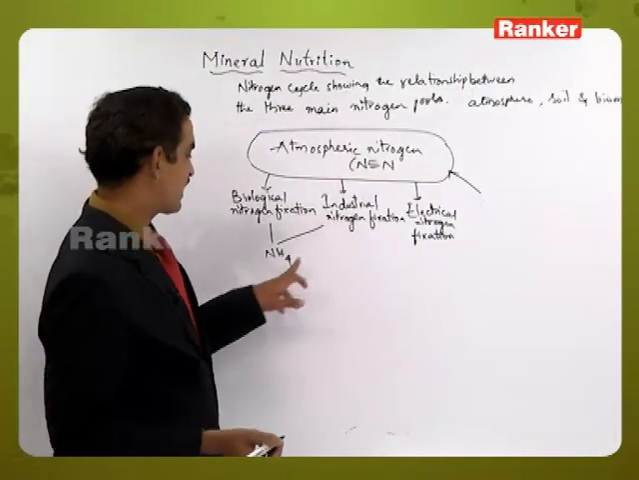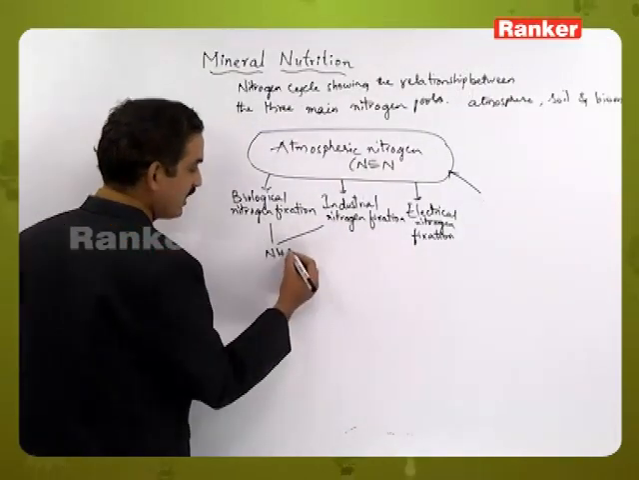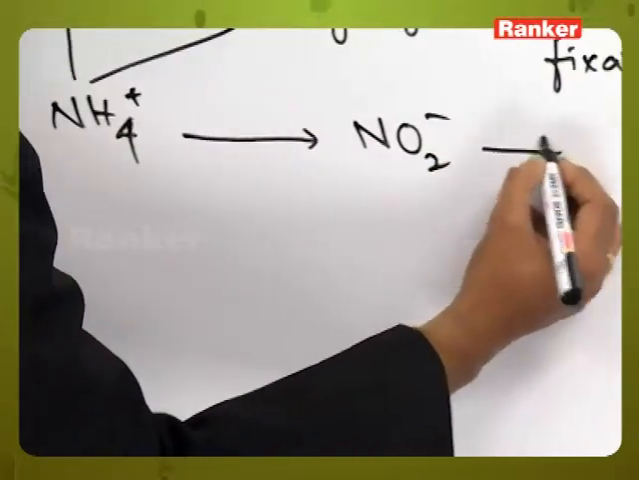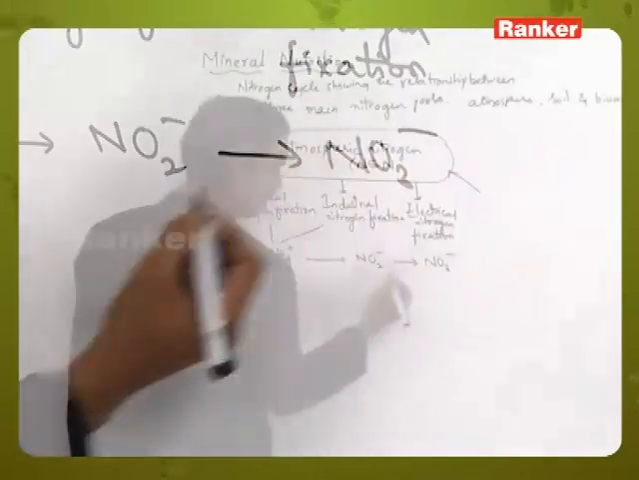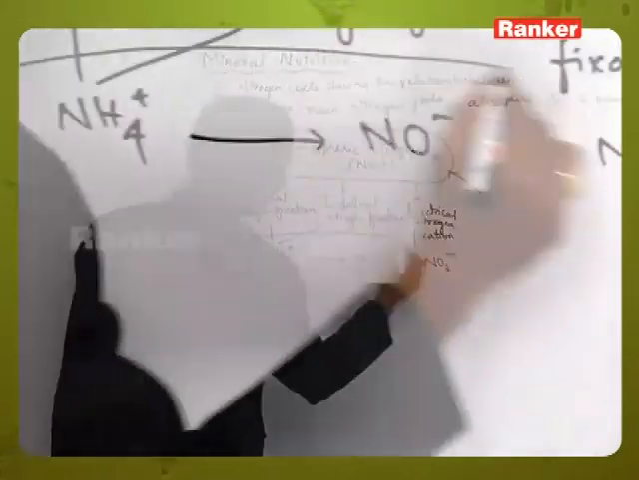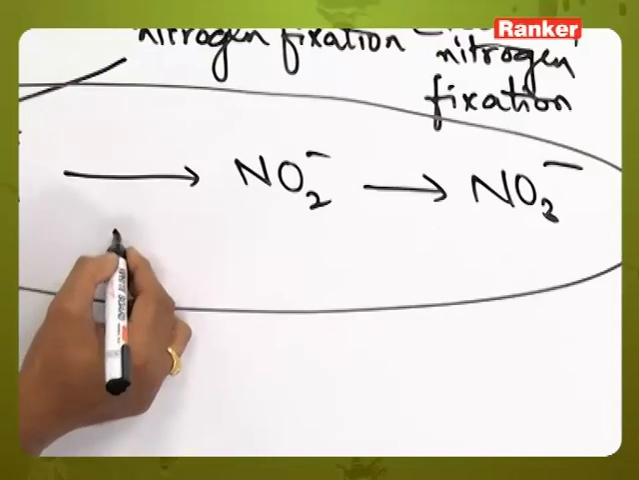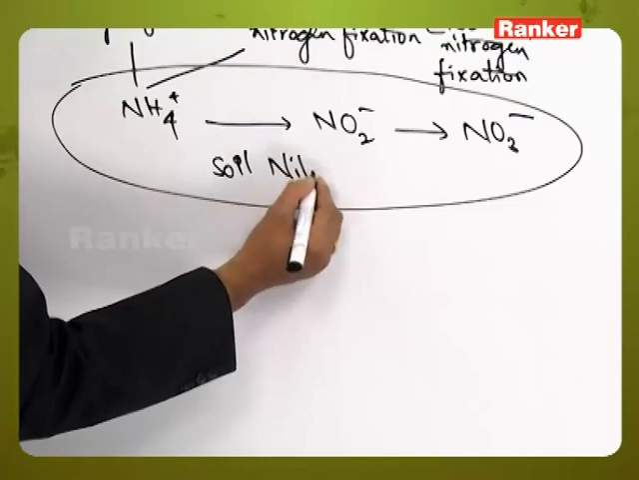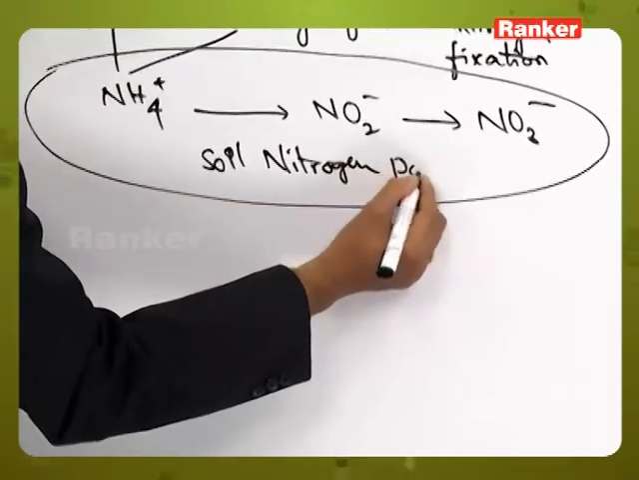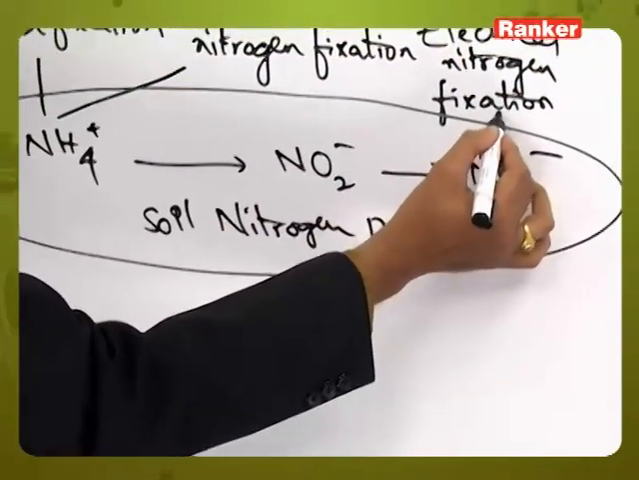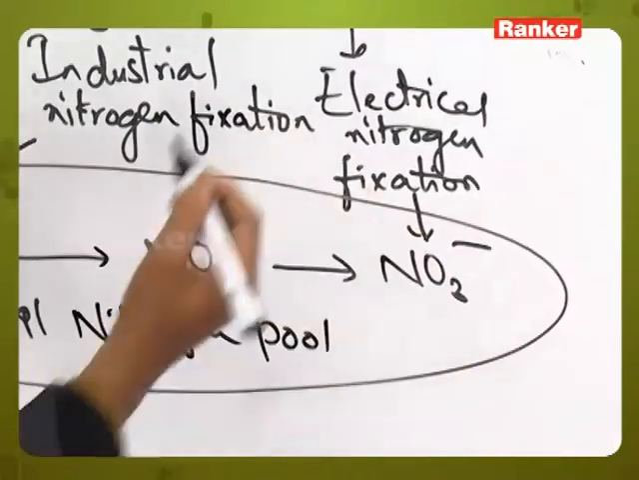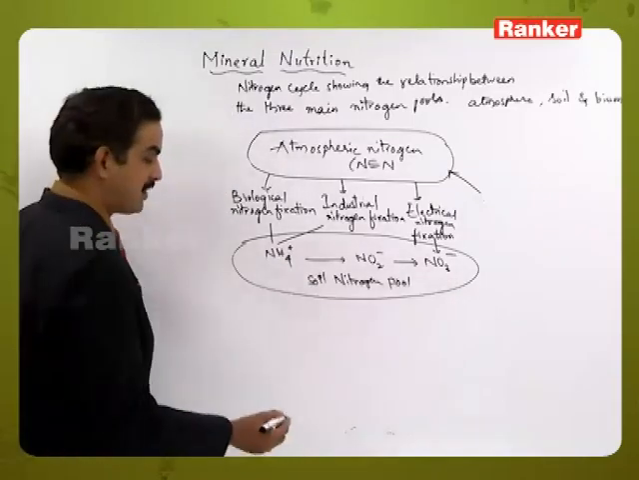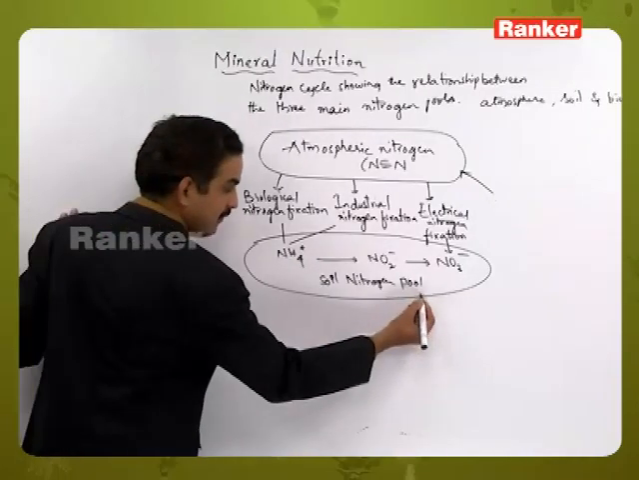In the industrial nitrogen fixation also it will be converted into ammonium. So here this ammonium will be once again converted into nitrite and nitrate molecules. So this entire one is called a nitrogen pool. Electrical nitrogen fixation will convert directly into nitrate. So this is called a soil nitrogen pool.